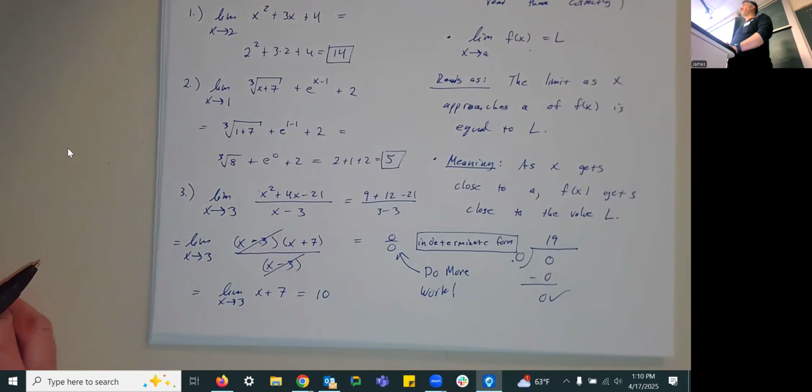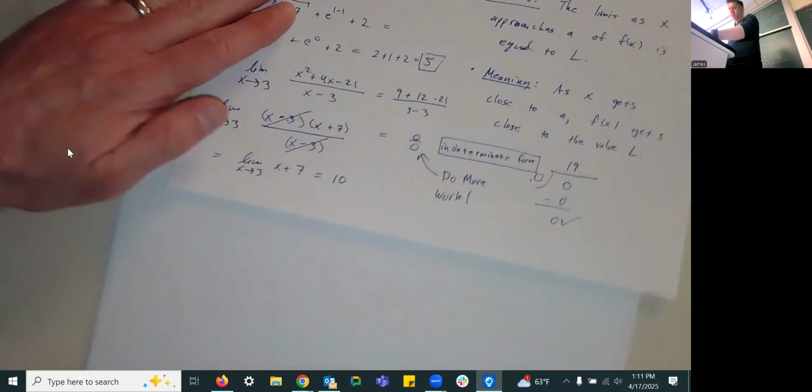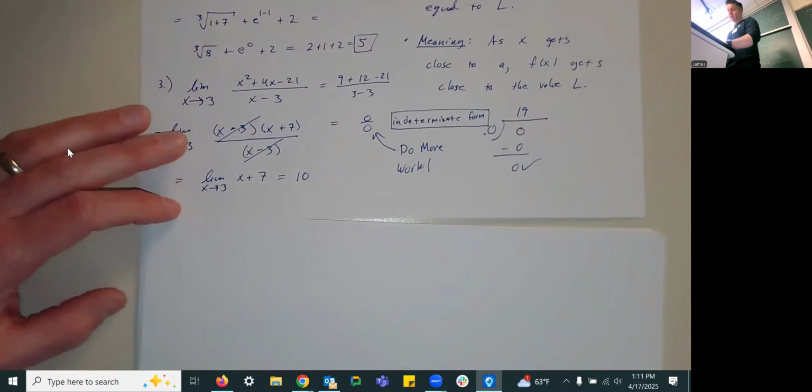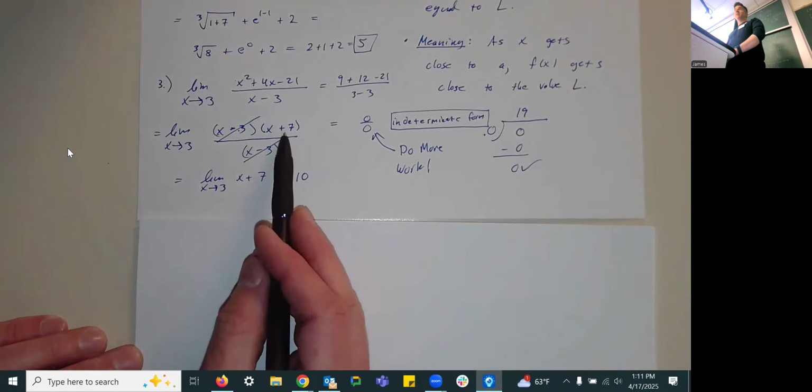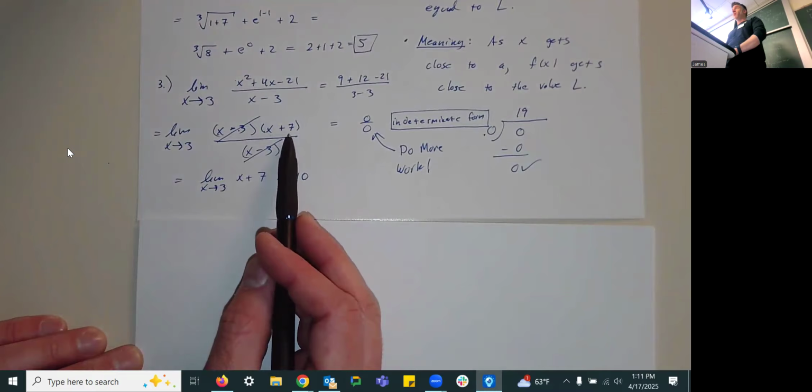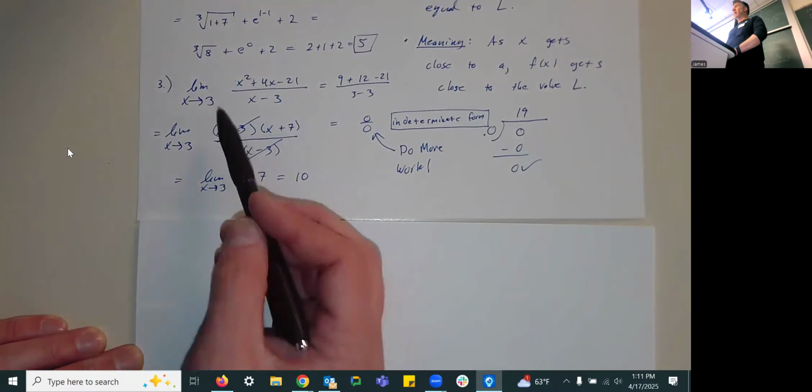Let's look at the graph, because the graph is kind of neat, I think. You might think so too. You might not. I don't know. So here's what I point out. The graph is essentially y equals x plus 7, except there's one problem. When you plug in 3, you don't get anything.